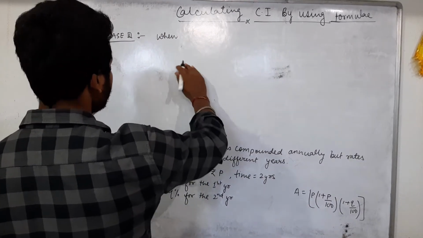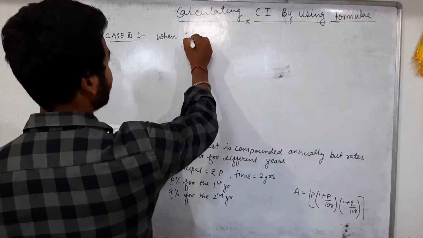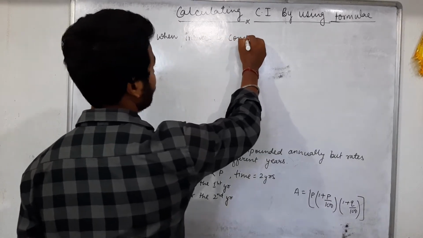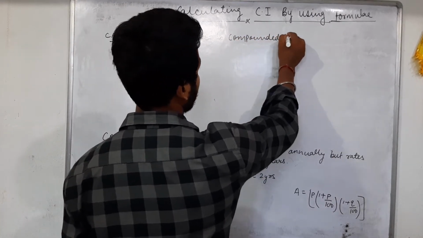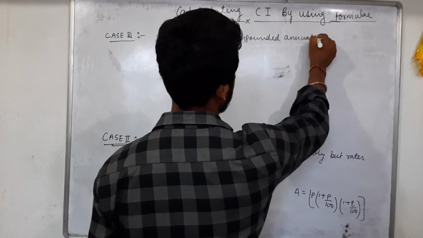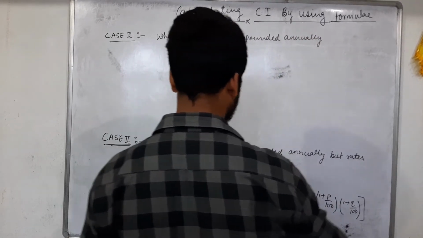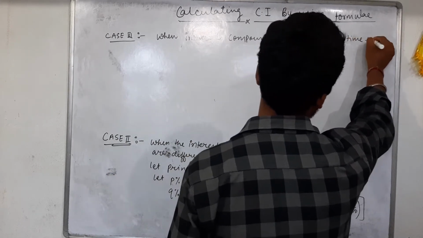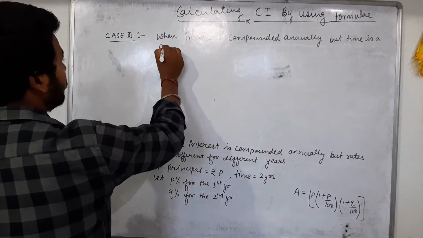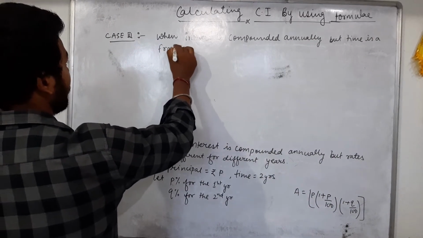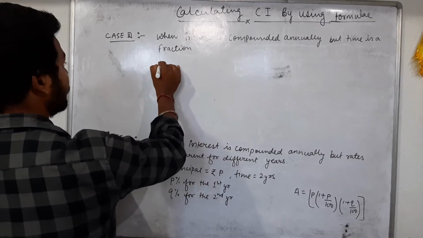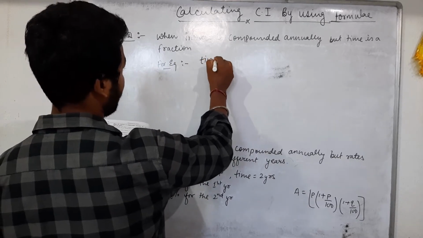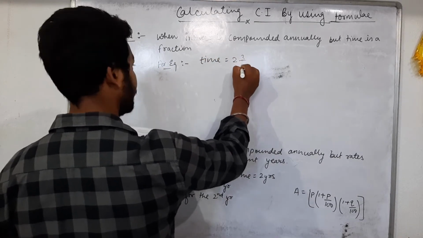When interest is compounded annually but time is a fraction. ठीक. तो फॉर एग्जांपल हम ले सकते हैं, suppose time is 2 whole 3 by 5 years.